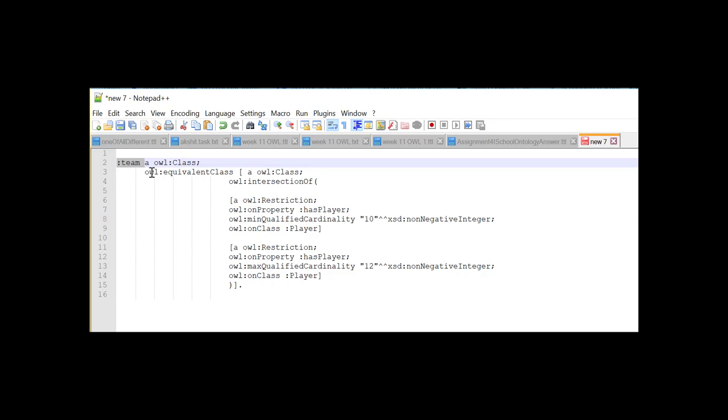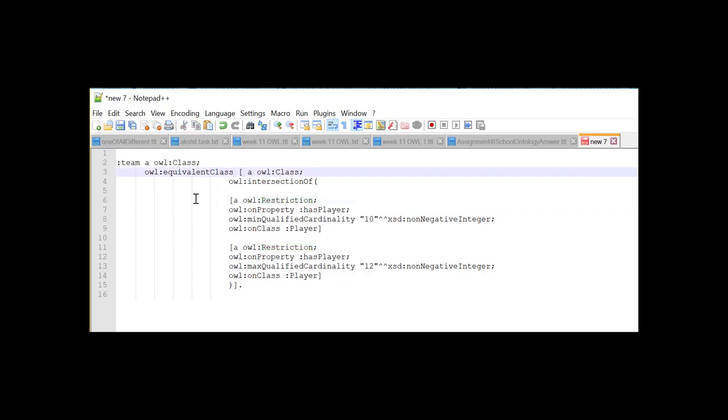What we define here is that Team is our class, so the system knows Team is a class. And then we want to define this team. We want to give the computer more information about this team. The more information we give the computer, the more opportunities it has to infer new knowledge. If you have an ontology without any equivalent class or restriction class definition, you basically just have a thesaurus.